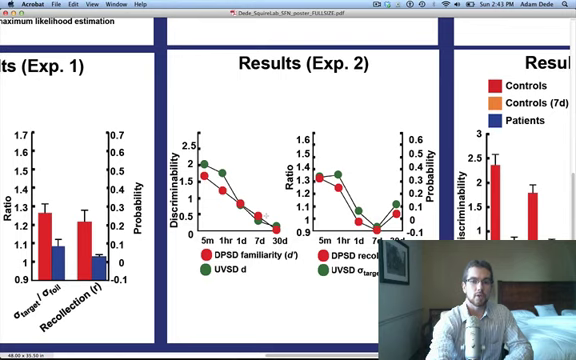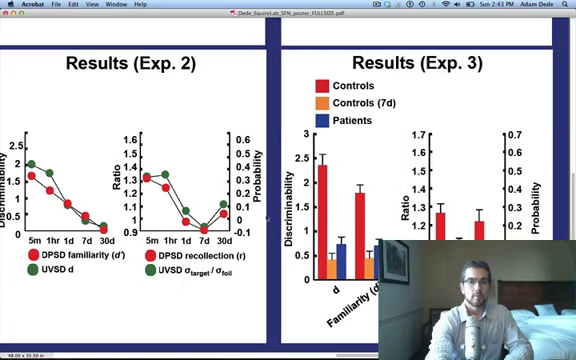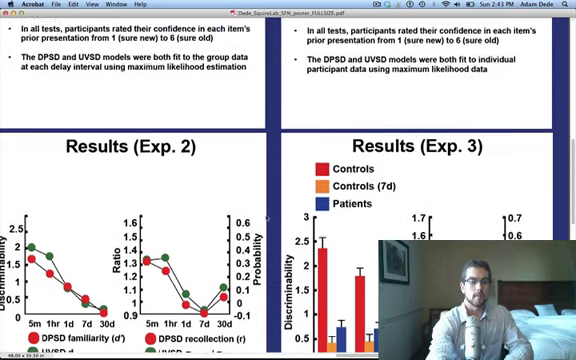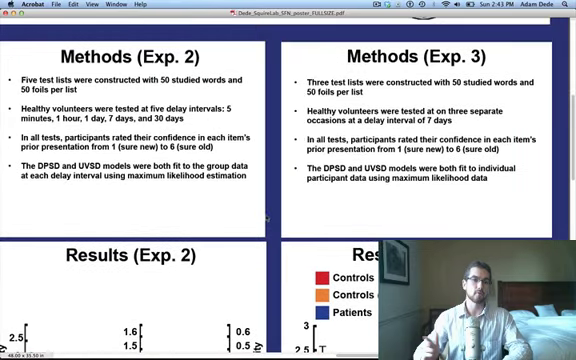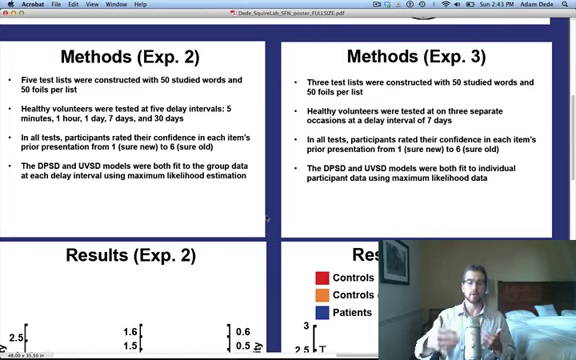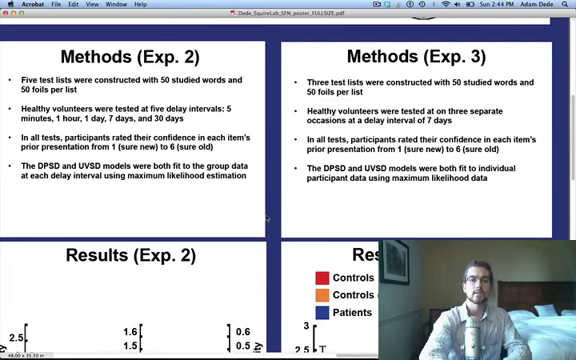So in experiment 3, we decided that about a 7-day delay would probably be about what we needed to match the performance of the controls to the performance of the patients from experiment 1. So we tested healthy controls at a 7-day delay, and we did this 3 times. Three times they would come in, they would study, we'd wait a week and test them, and then we repeated that process 2 more times for a total of 3 tests at a 7-day delay. Again, they're just trying to memorize words.